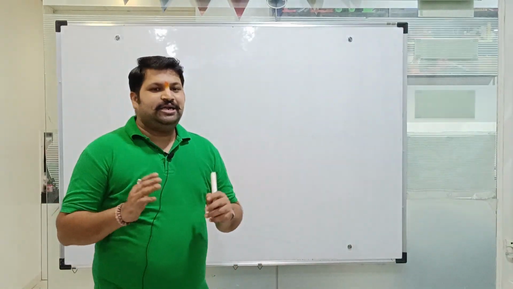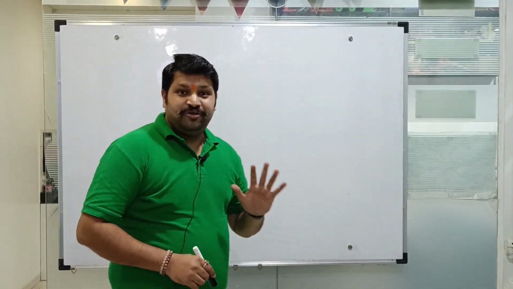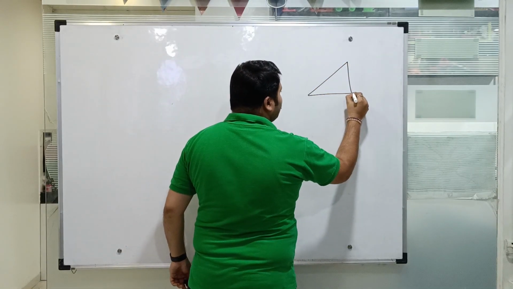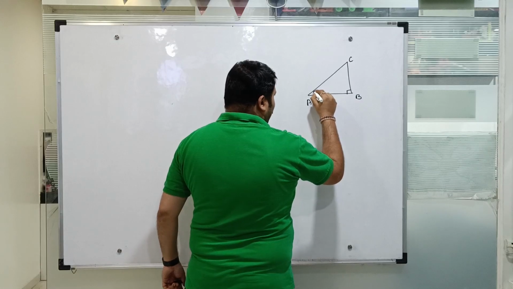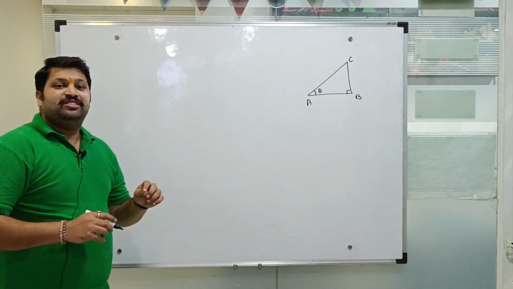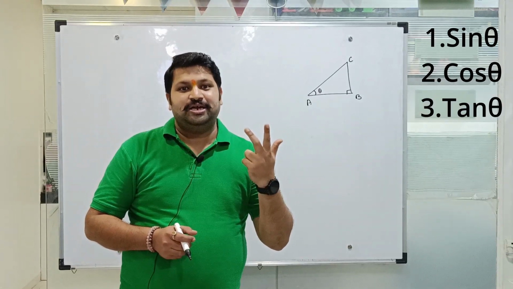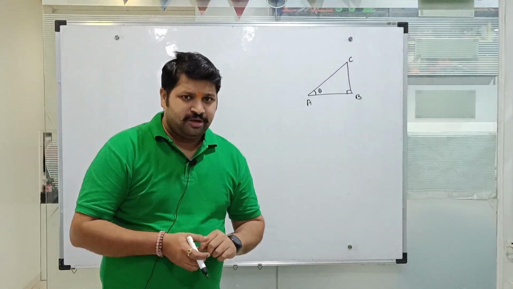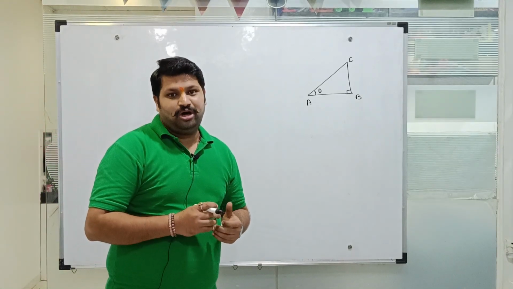Before we go ahead, let us revise what we did in the previous class. We talked about a right angle triangle ABC having a right angle at B and this angle being theta. From there, we defined 6 trigonometric ratios, namely sine theta, cos theta, tan theta, cot theta, sec theta, and cosec theta. Now let us see what we can do with this knowledge.